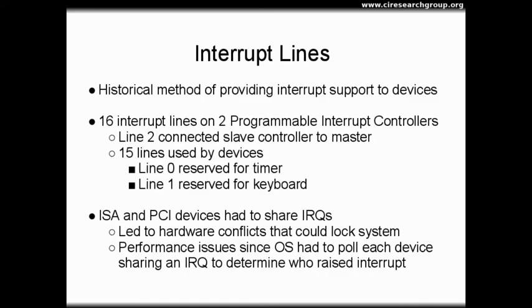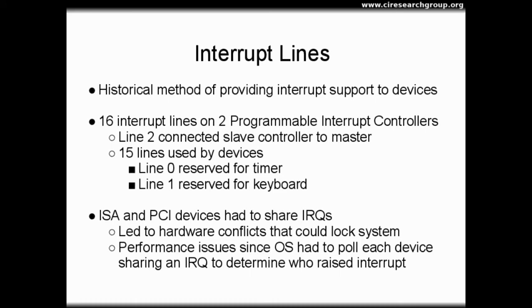Now, these interrupt lines on the motherboard were actually circuit traces. These were conductive paths etched into the motherboard that allowed interrupts to be received from devices. There were 15 lines available of the 16 that could be used by devices, with lines 0 and 1 reserved for the timer and a PS2 keyboard, respectively. Actually, even before the PS2 reservation, the original AT keyboard.